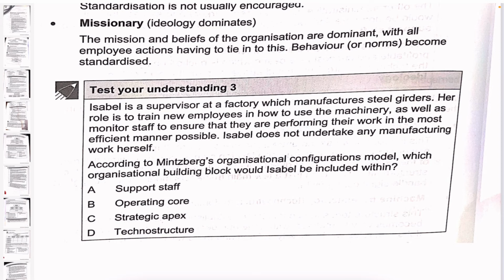Why is it technostructure? Isabel does not take any manufacturing work, so she cannot be part of operating core. As she does not have direct input into operating core's role, she is not a part of support staff. And note that she does not appear to be in charge of the factory. So yeah, it's not written that she's in charge of the factory, right? So she is not a part of strategic apex. Isabel does, however, train up the staff members so as to ensure standardization of the work. Hence, she belongs to the technostructure.